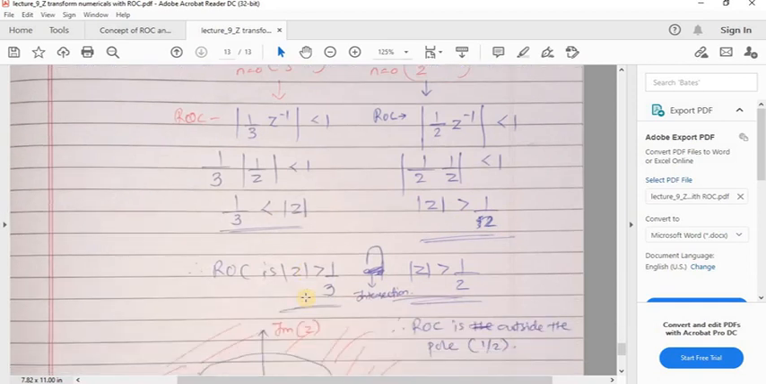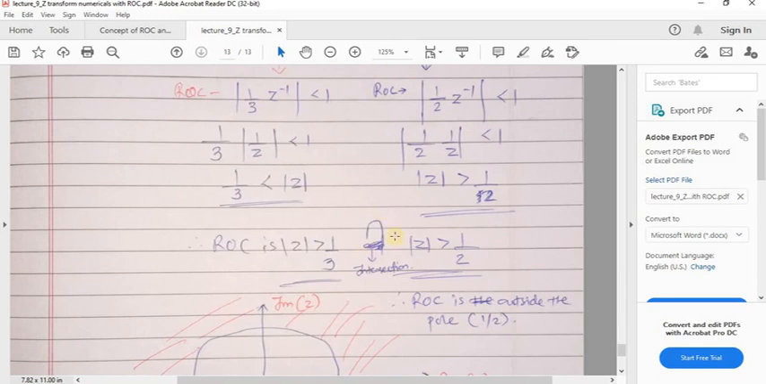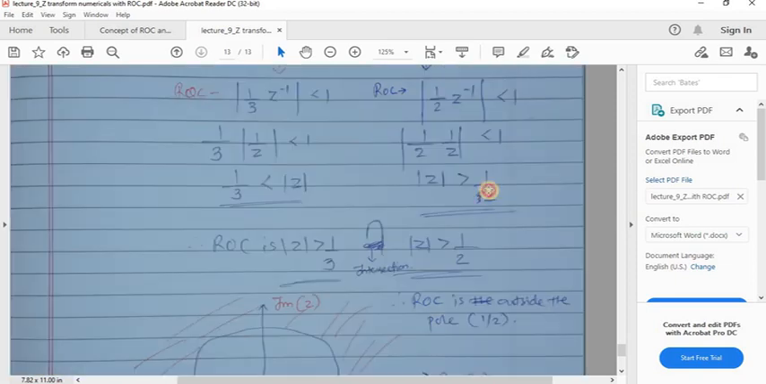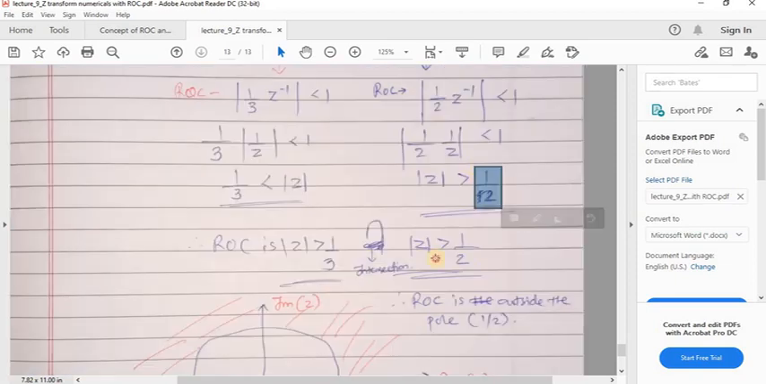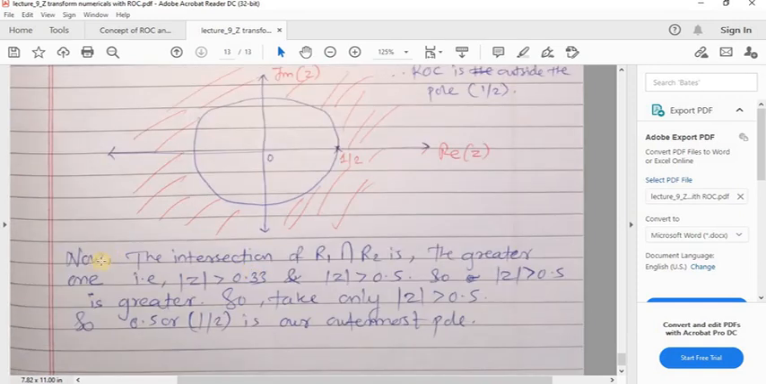Now we have to find the intersection. Intersection is nothing but choosing the greater value. This is 0.33, this is 0.5. Among both, 0.5 is greater. So I have shown here, the intersection of R1 and R2 is the greater one. The first one is mod of Z greater than 0.33, the second one is mod of Z greater than 0.5. So mod of Z greater than 0.5 is greater. Take only mod of Z greater than 0.5.